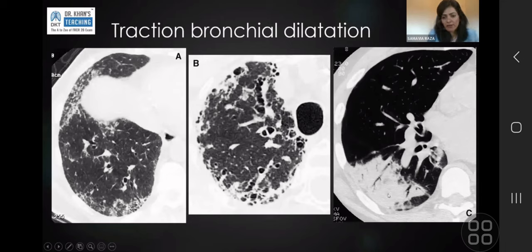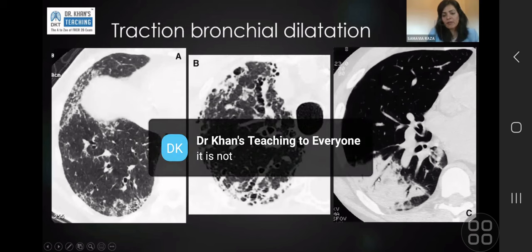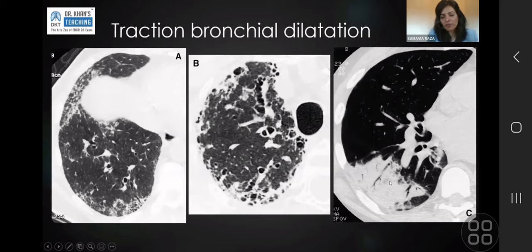This is not traction bronchial dilatation. You see bronchi more clearly when they're in the middle of a white area like consolidation, so they're more striking or more appreciable, but that doesn't mean that they're dilated. In B, the bronchi are the typical squiggly, irregular, worm-like, and the lung around it is very coarsely reticular. So this coarse reticulation, subpleural predominantly, with dilated bronchi reaching up to the pleural surface, that's traction bronchial dilatation.